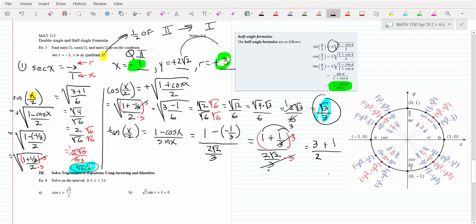So I got 2 root 2. So again, I got 4 over 2 root 2. So that's 2 over root 2. So rationalizing would give you 2 root 2 over 2, so you get root 2. How's that? Is that better?